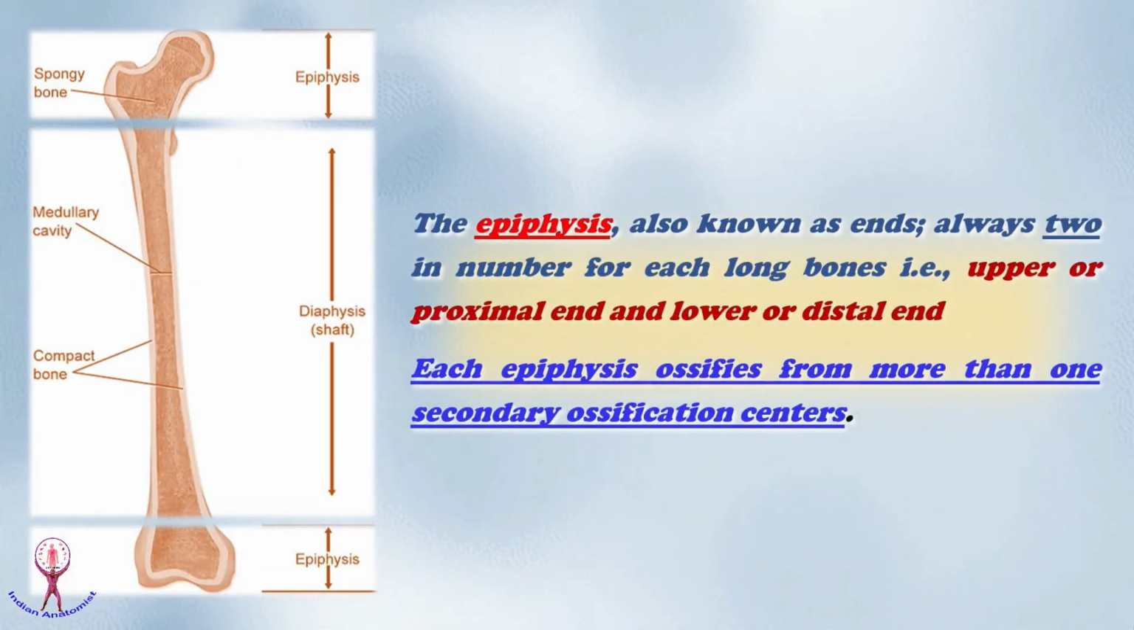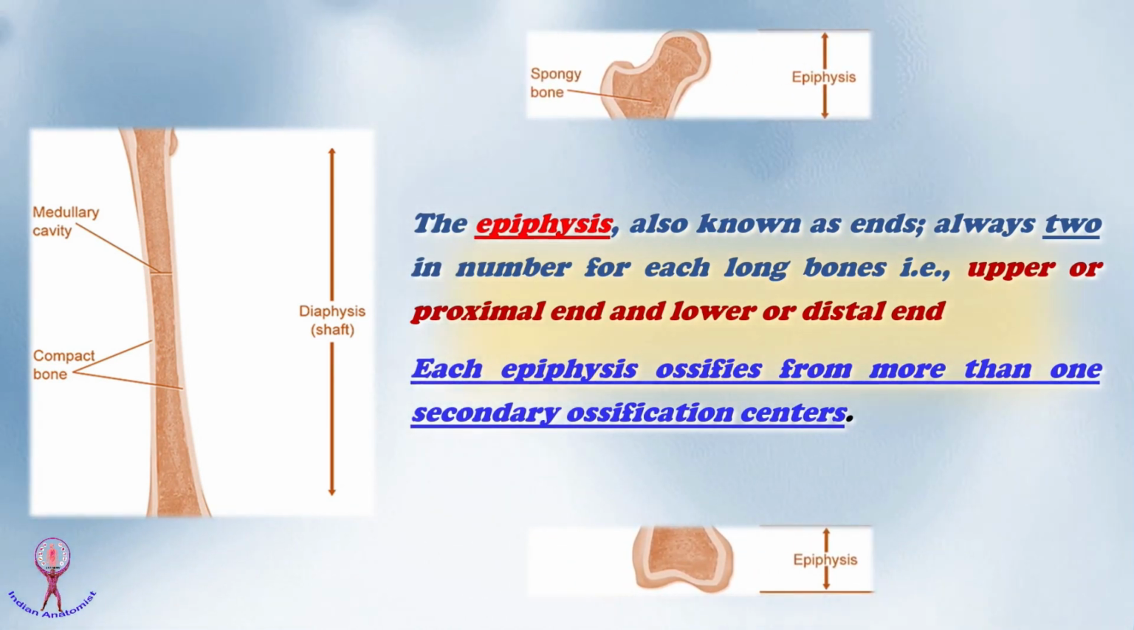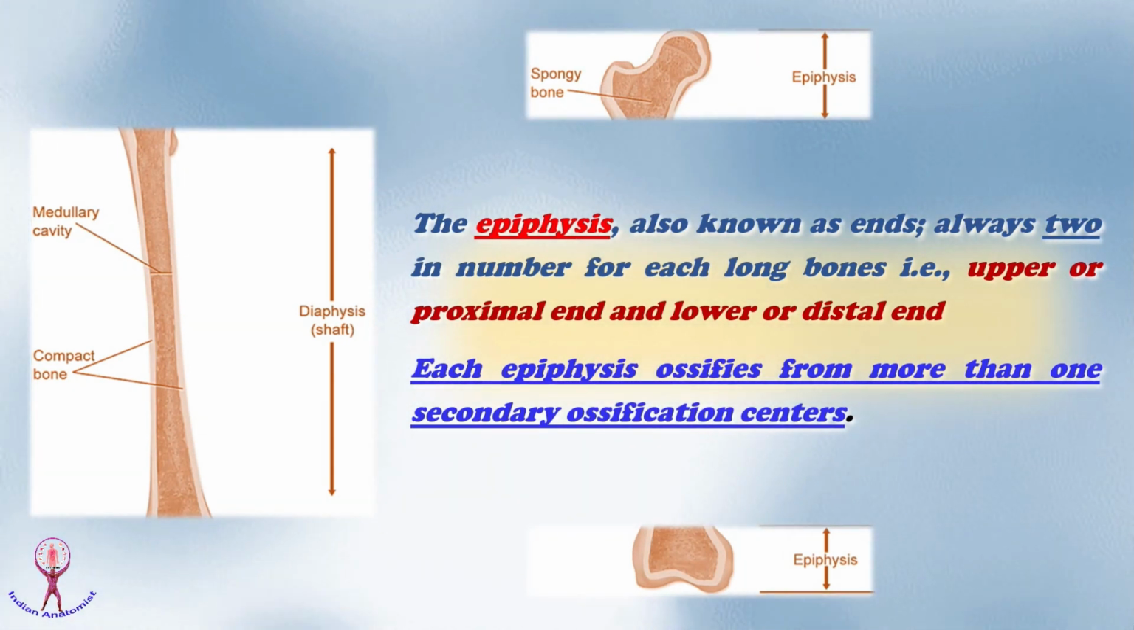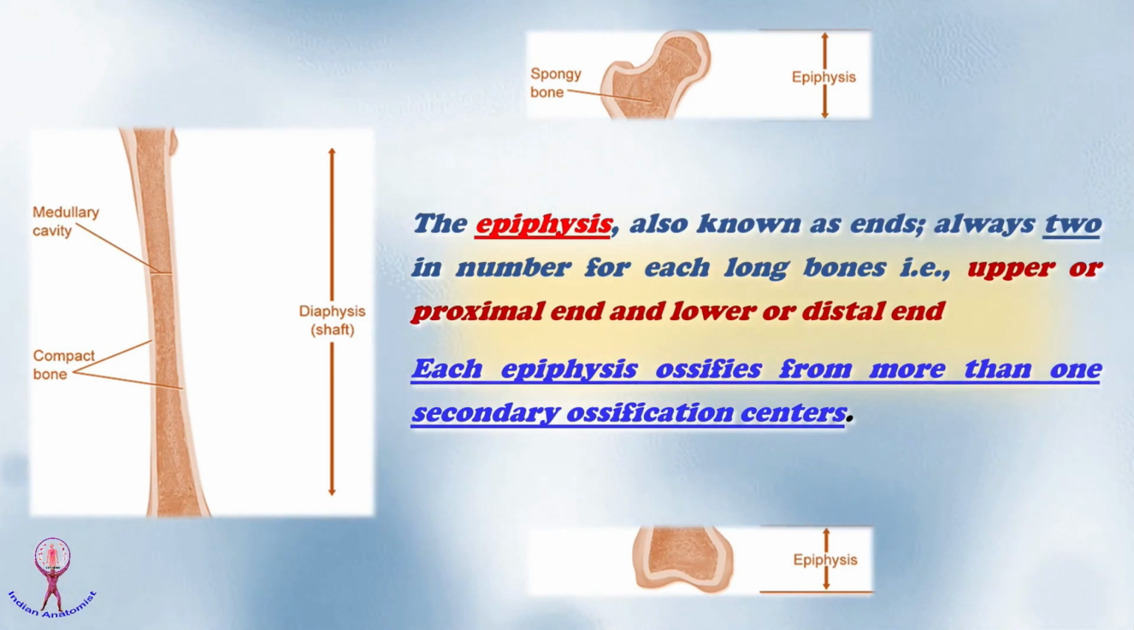Now, what is epiphysis? The epiphysis, also known as the ends, is always 2 in number for each long bone, that is, the upper or proximal end, and the lower or distal end. Each epiphysis ossifies from more than one secondary ossification center.